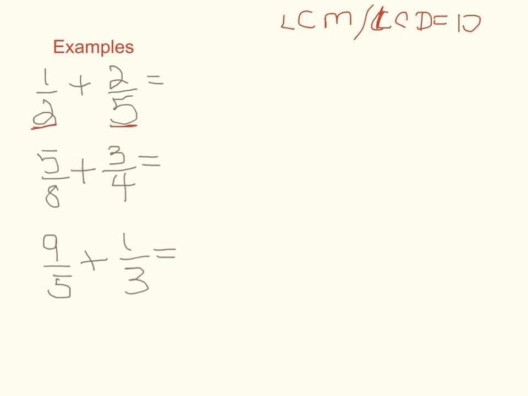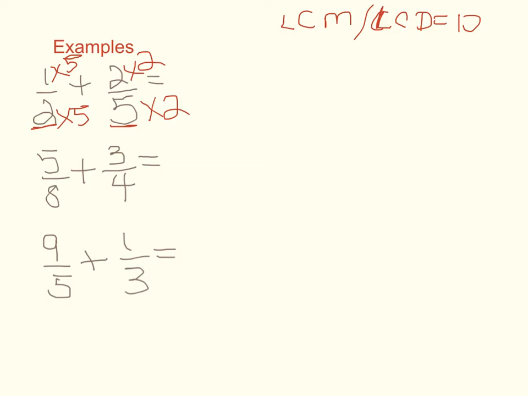Then I need to think, what would I multiply 2 by to make 10, and what would I multiply 5 by to make 10? So 2 times 5 gives me 10. And whatever I do to the bottom of a fraction, the denominator, I must also do to the numerator in order to keep the fractions equivalent. So I must multiply the top of the 1/2 by 5 as well. And in the other fraction, 2/5, 5 times 2 would give me 10, so I must also multiply the top by 2 to keep the fraction equivalent.